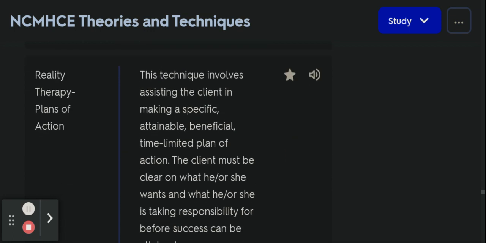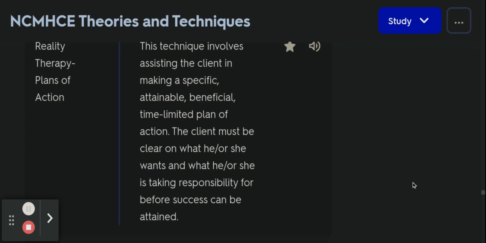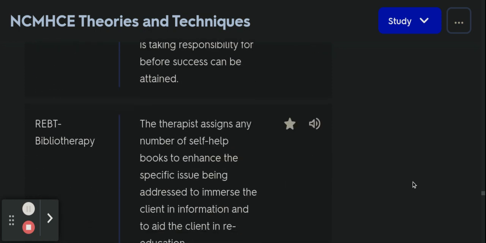Reality therapy: plans of action. This technique involves assisting a client in making a specific, attainable, beneficial, time-limited plan of action. The client must be clear on what he or she wants and what he or she is taking responsibility for before success can be attained.